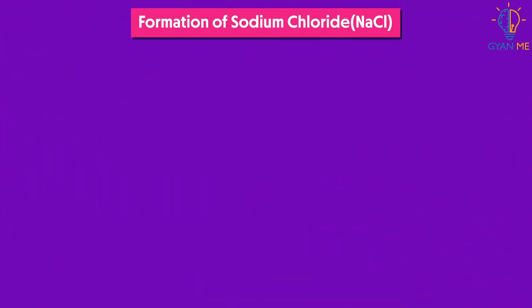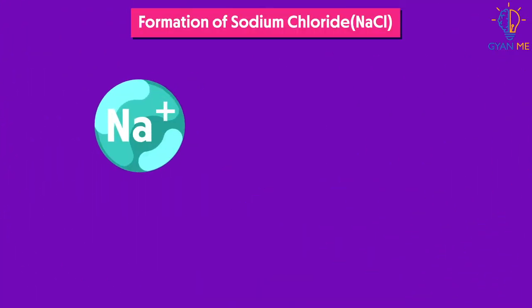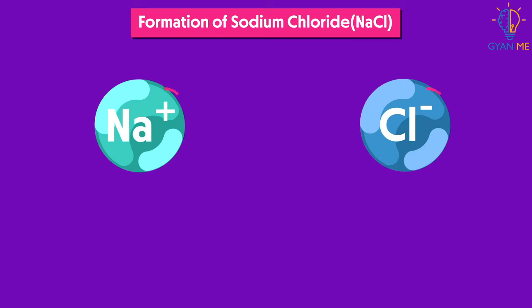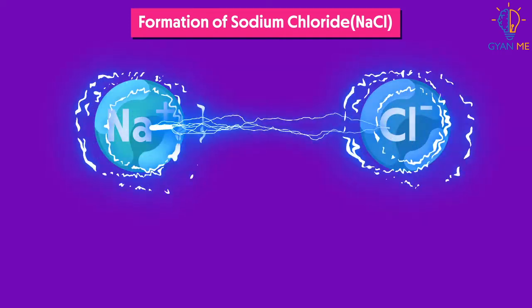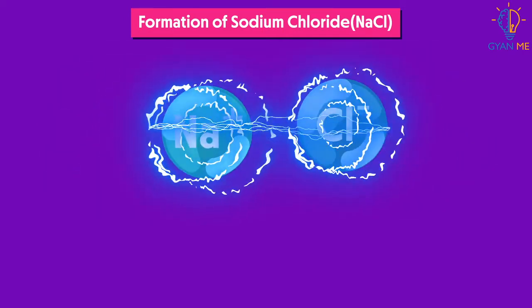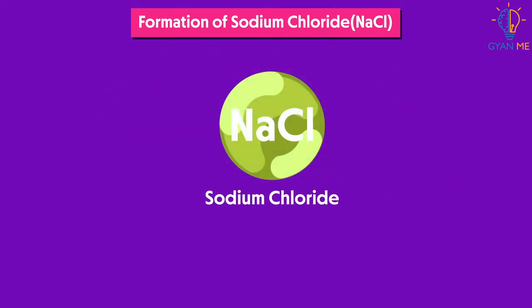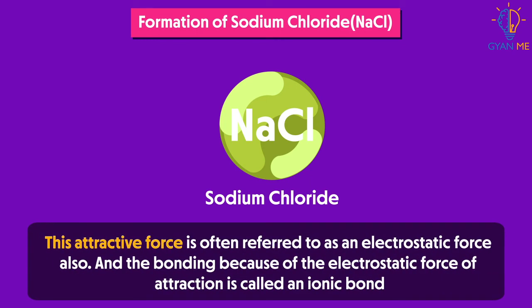Students, as we have seen, oppositely charged ions, that is positive and negative ions, attract each other. Thus, sodium and chloride ions, being oppositely charged, attract each other and form ionic bond to exist as sodium chloride. This attractive force is often referred to as an electrostatic force also. And the bonding because of this electrostatic force of attraction is called an ionic bond.